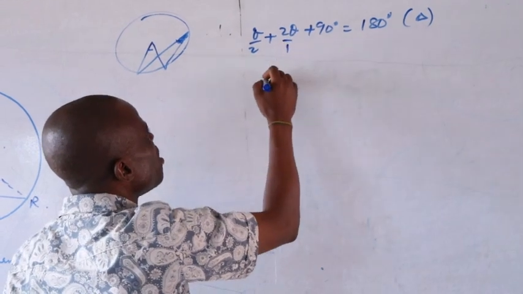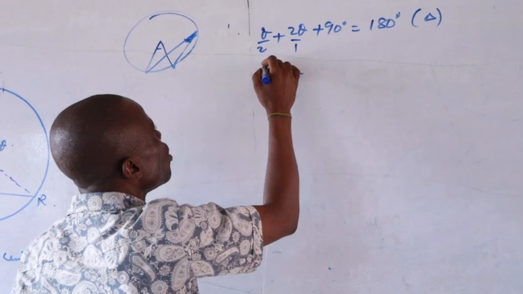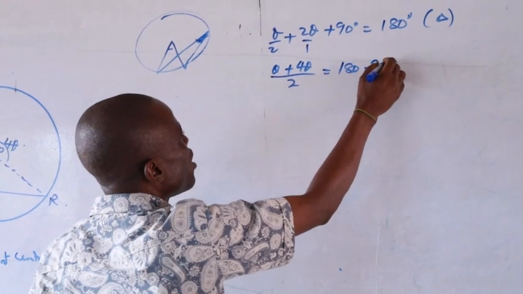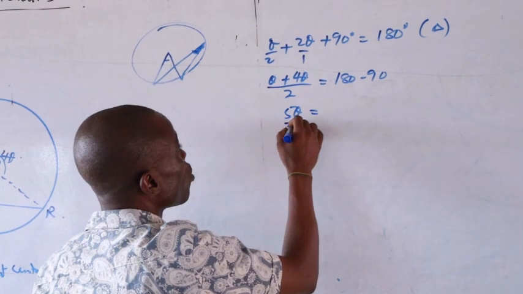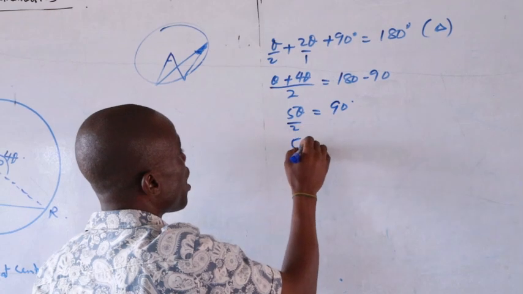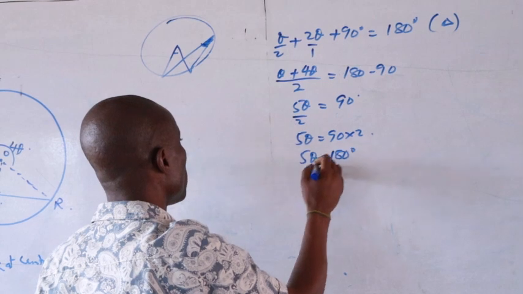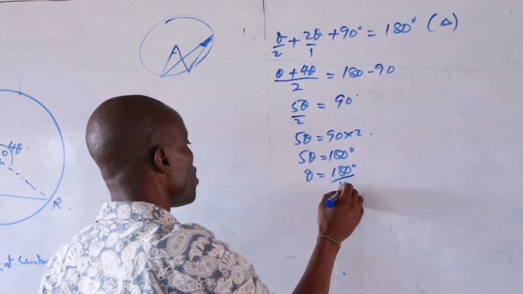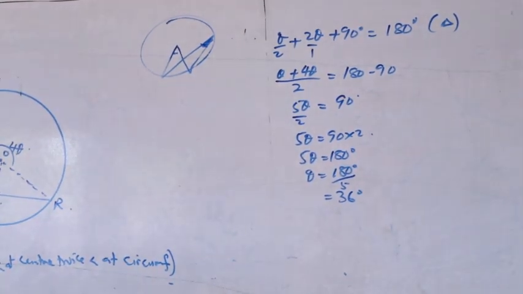Okay, so you have 2 theta plus theta over 2, which is 5 theta over 2, equal to 180 minus 90, which is 90. 5 theta equals 90 times 2. 5 theta equals 180. 180 over 5 is what? 36. Theta is 36.